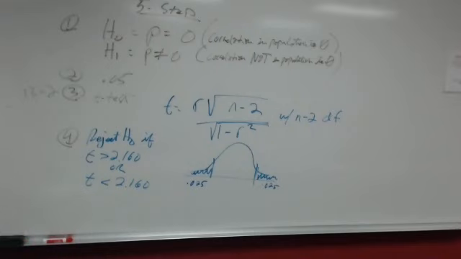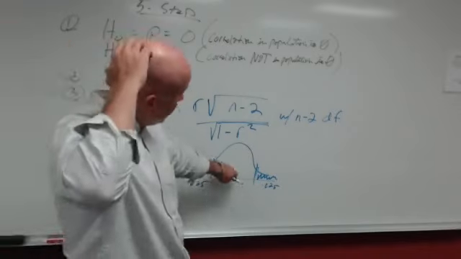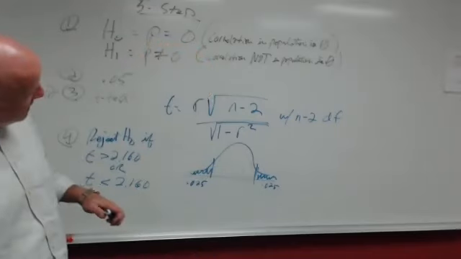So if it equals 2.160, we're accepting. We're going to have to equal that to accept it, right? Oh, no, it can be anywhere in the middle. Anywhere in the middle, we're going to accept it. Outside of that, we're going to reject it.